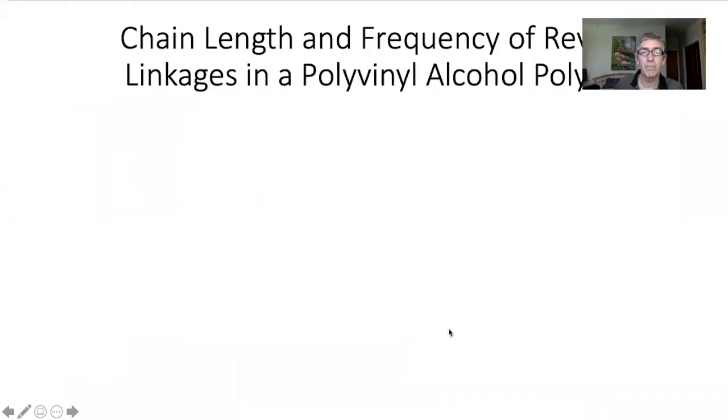I want to tell you about an experiment you'll be doing in the physical chemistry laboratory. This experiment has to do with polymers. Polymers are substances used in many industries, as I'm sure you're aware: the plastics industry, the clothing industry, throughout biochemistry. And so in this experiment, we're going to characterize properties of a particular polymer. The title of the experiment is The Chain Length and Frequency of Reverse Linkages in a Polyvinyl Alcohol Polymer.